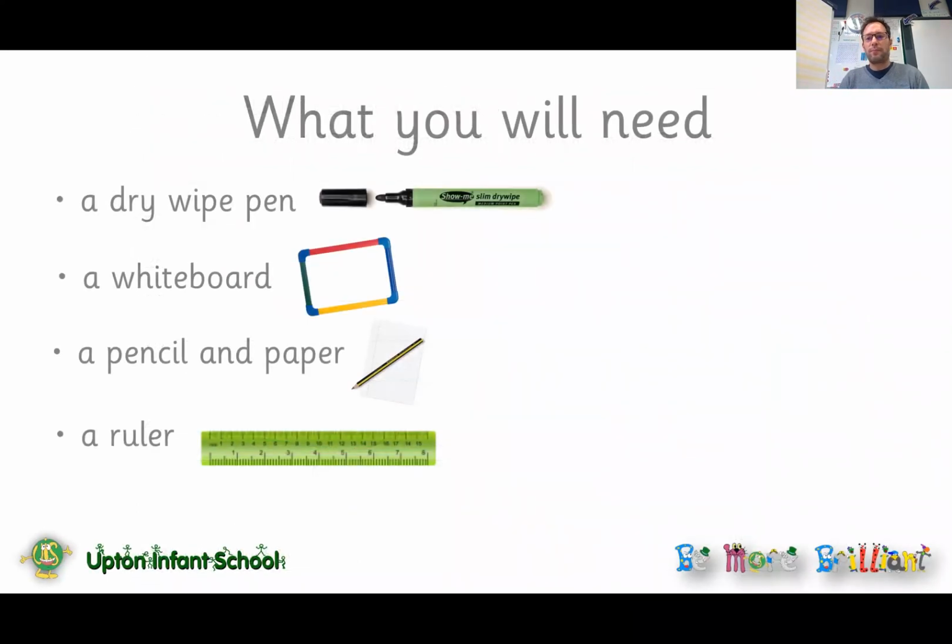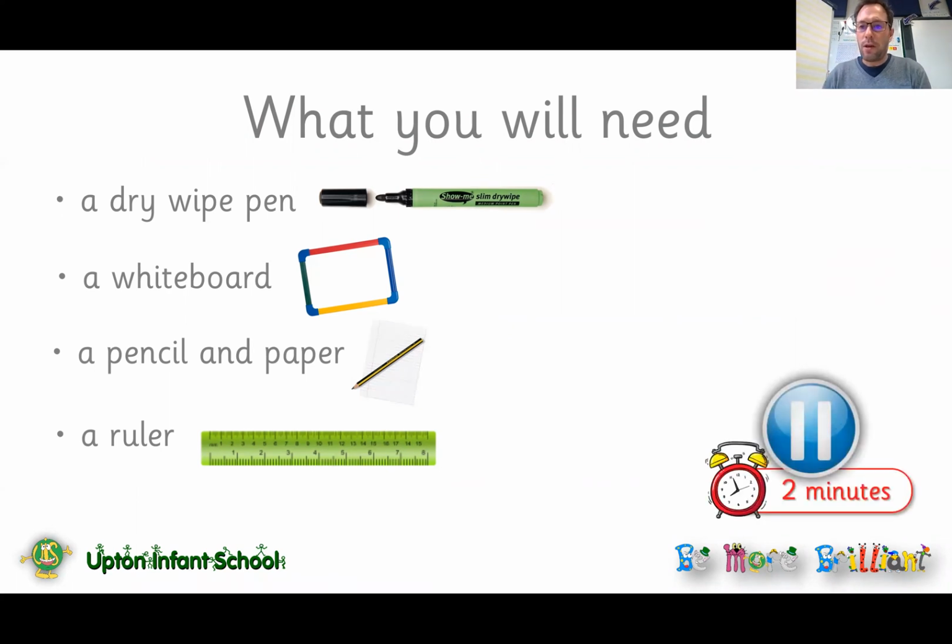That's what all of our lessons are about this week. For today's lesson, these are the things that you will need: a dry white pen, a whiteboard, a pencil and paper, and a ruler will be quite handy as well. If you need to go and get any of those things, pause the video and then come back when you're ready.